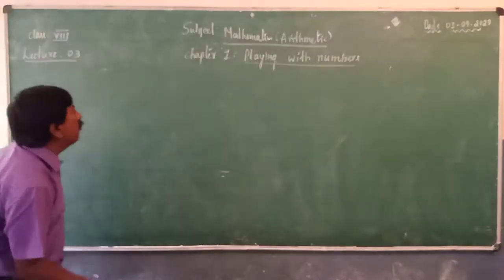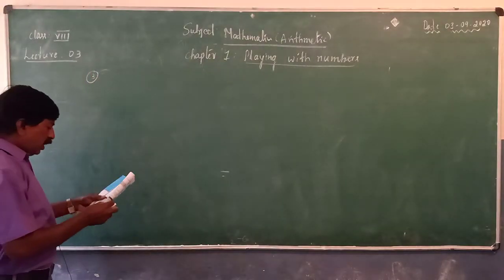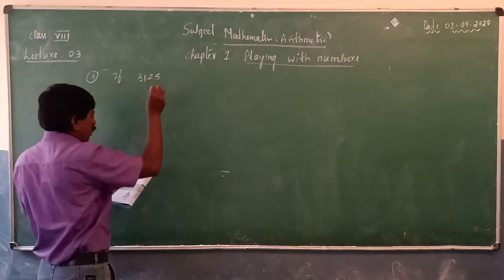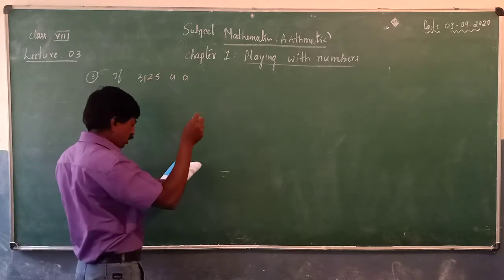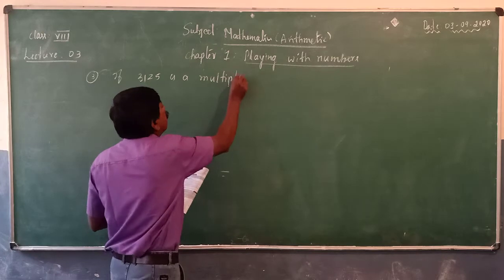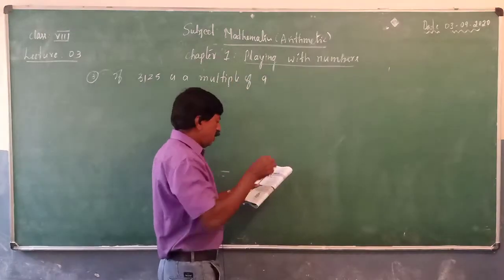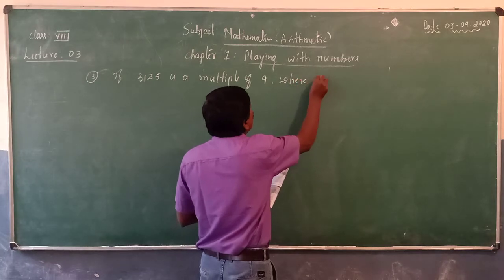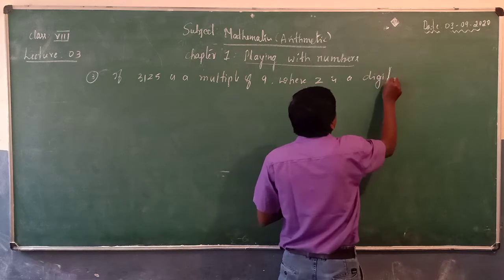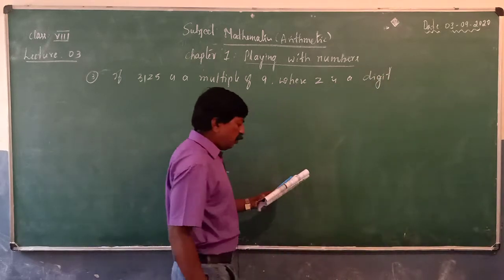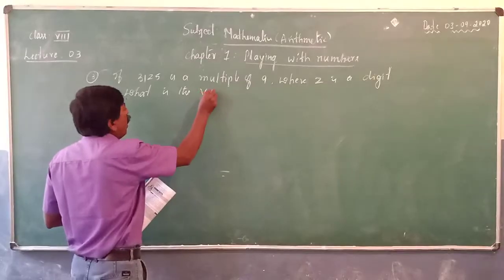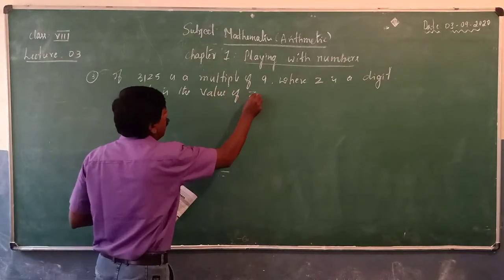Yes, the hierarchy of problems will differ from one to another. If 31Z5 is a multiple of 9, where Z is a digit, what is the value of Z?